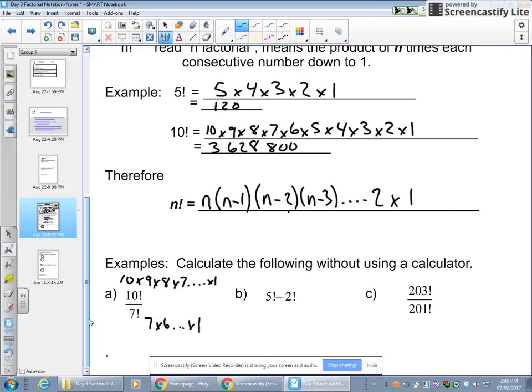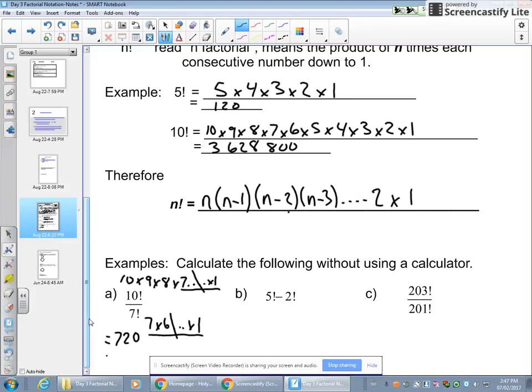So in this case, we can see that the 7 times 6 times 5 times 4 times 3 times 2 times 1, that's the same as the 7 times 6 times 5 times 4 times 3 times 2 times 1. So these are going to simply divide out. And what we're really left with is 10 times 9 times 8. So 10 times 9 is 90, times 8 would be 720.